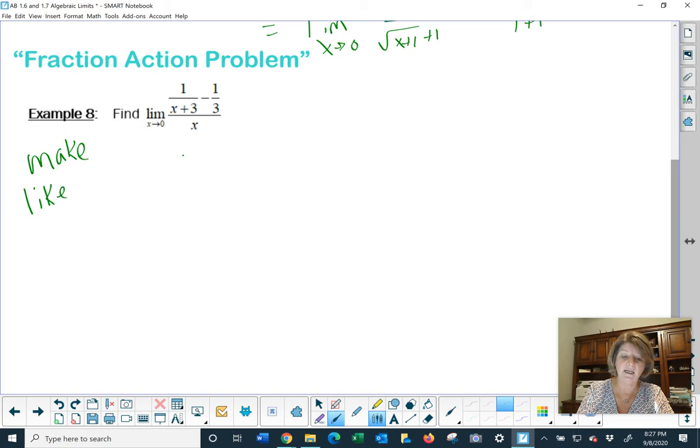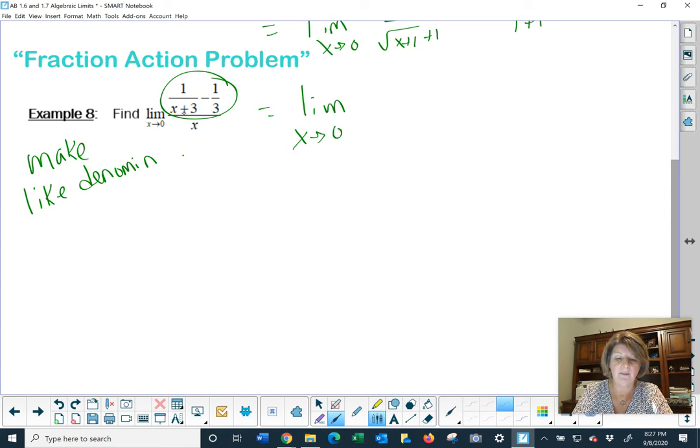And let's add this numerator together. So make like denominator in the numerator. How do we do that? Well, it's not that bad. I'm going to make each one have the same denominator, and that least common denominator, LCD, would be a 3. It needs a factor of a 3, and it needs a factor of an x plus 3.